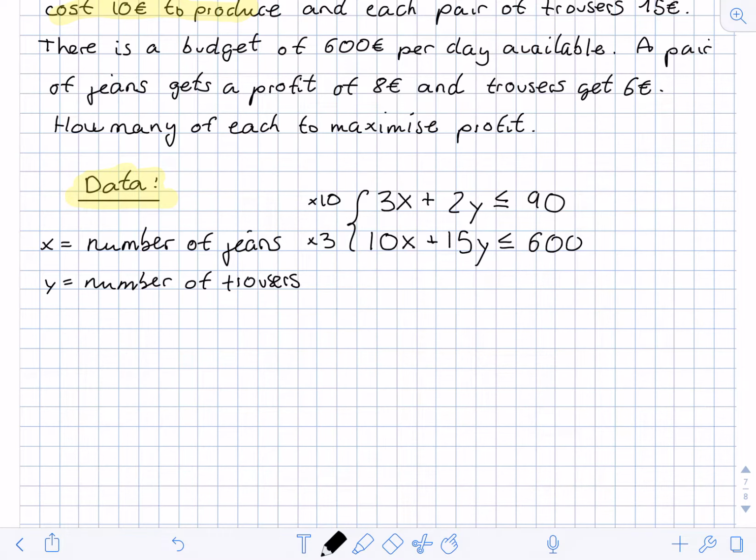So we do them again. The first line will be 30x plus 20y is equal to 900. And the second one will be 30y plus 45y is less or equal than 1,800. Okay, now they're equal, but we want them to equal, but with different sign.